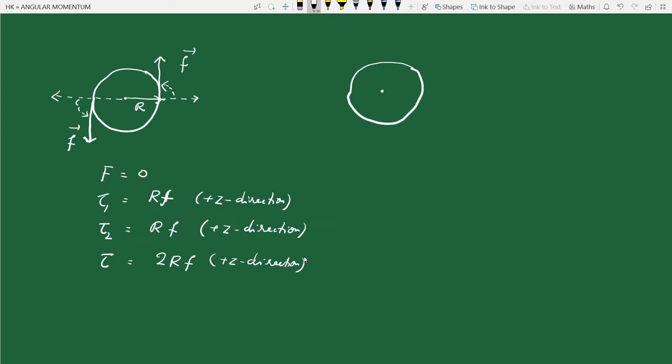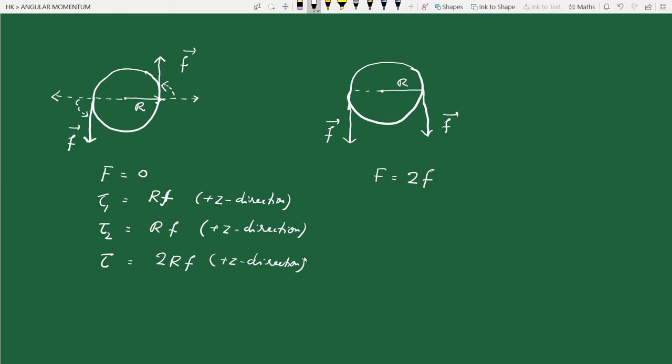Okay, this is a radius. Now here there is a force acting tangentially downward, and at the diametrically opposite point there is again an equal force acting tangentially downward. So there are two forces acting on this disc in the same direction. So the magnitude of the resultant force is F plus F, 2F in the downward direction.